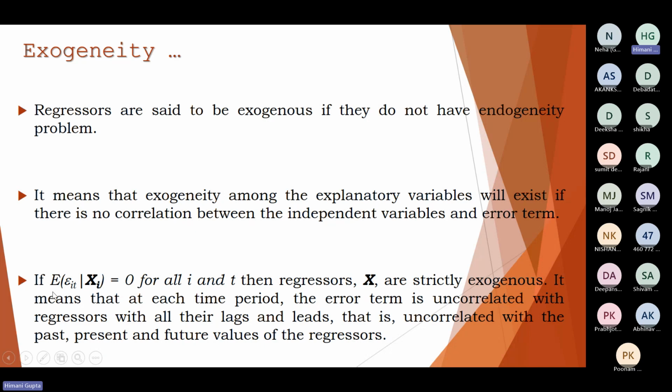Here E stands for the error term. E_it means the error term of an individual unit as well as time, and it is not related to X_it. It should be 0. If you do not find it 0, that means an endogeneity problem is there. That's why it's written for all i's, that means all cross-sectional as well as time series, then regressors X are strictly exogenous. It means that in each time period, the error term is uncorrelated with the regressor, with all their lags and leads, that is, uncorrelated with the past, present, and future values of the regressor.